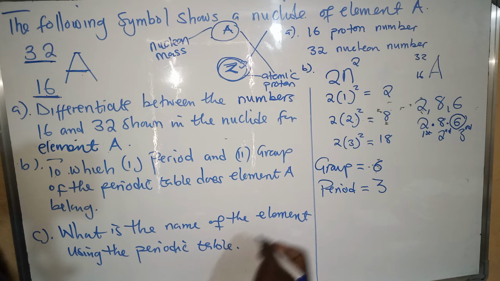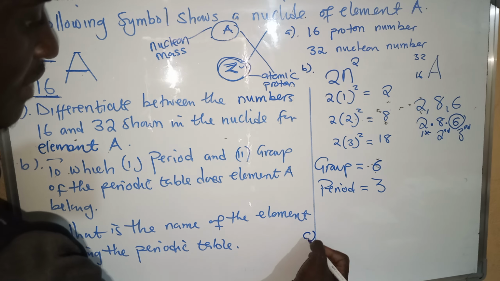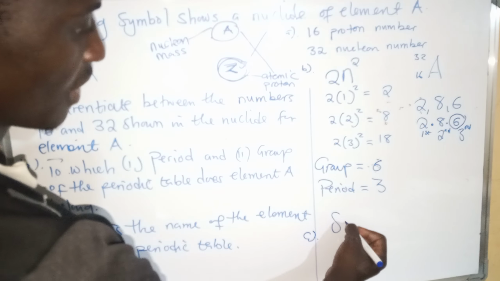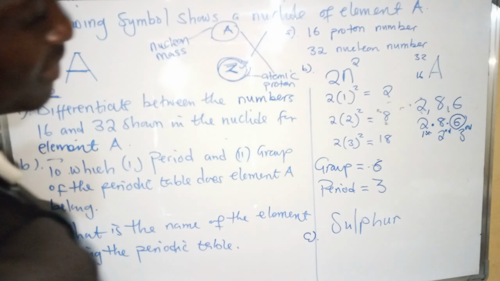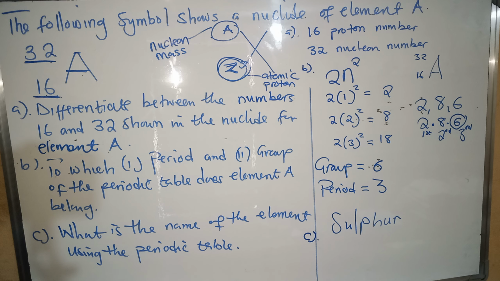And the last question is asking us to find the element. So the name of the element, even if we were to use the periodic table, we are going to find that it is sulfur.